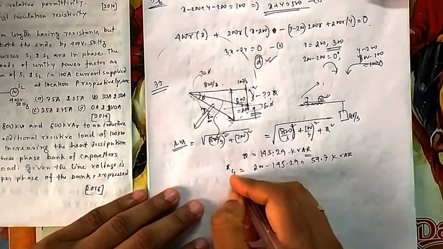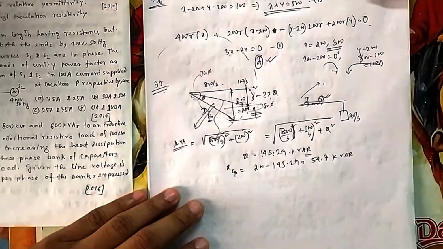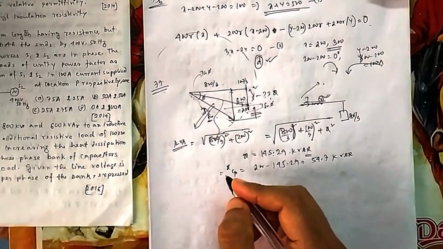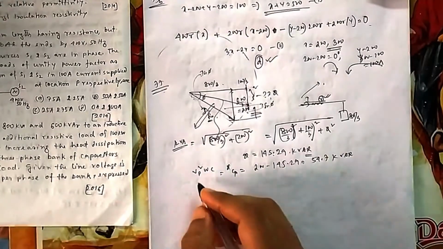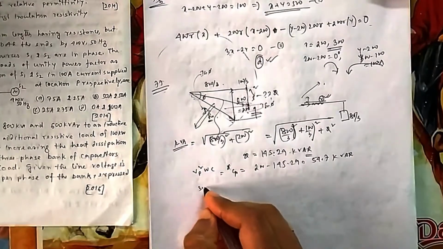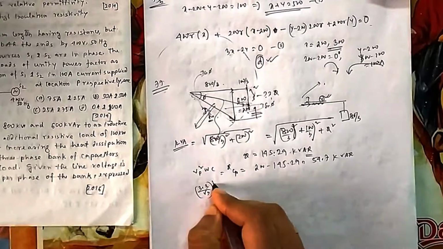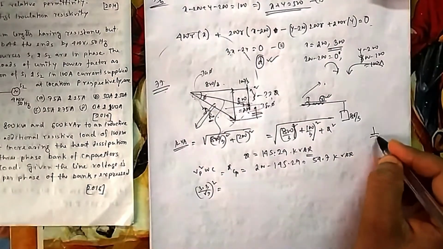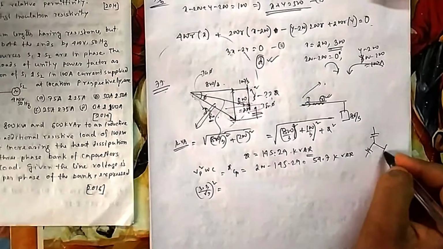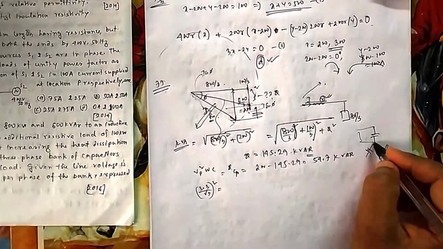So this is per phase. So per phase QC, because you are connecting it in star, will be Vp square omega C, and that should be equal to this one. Now what is Vp? It will be 3.3 divided by root 3, because we need per phase. If you connect it in star, then the phase voltage will come across the capacitor. You can see if you are connecting in star, then across a capacitor this phase voltage is coming.